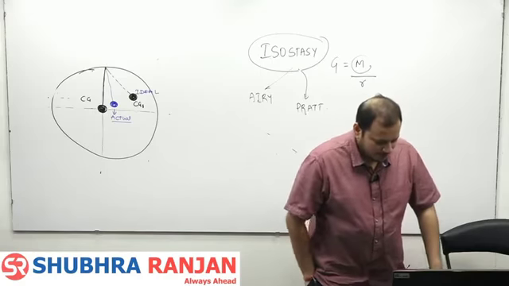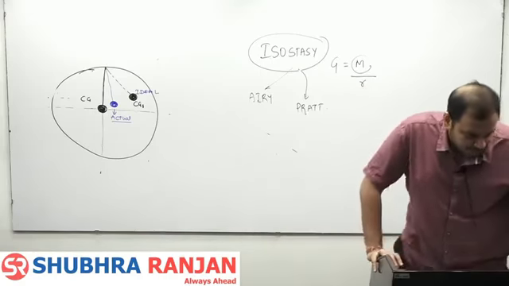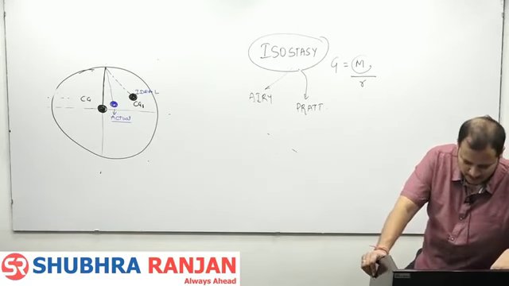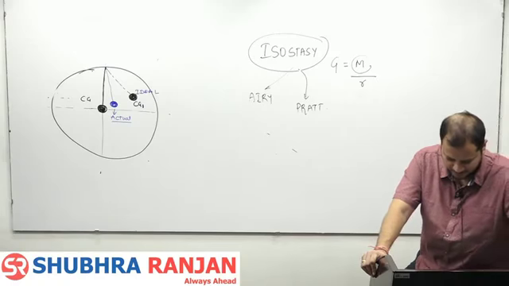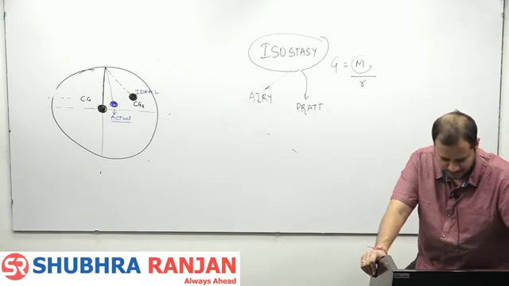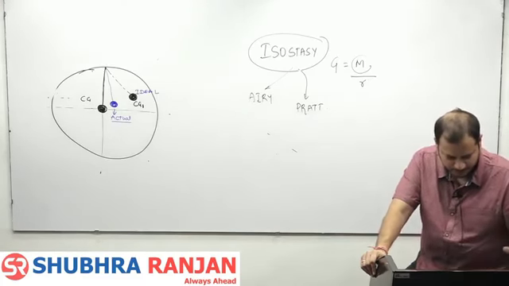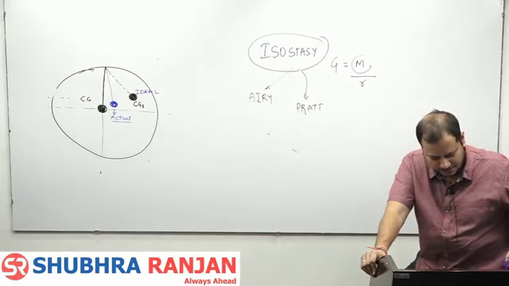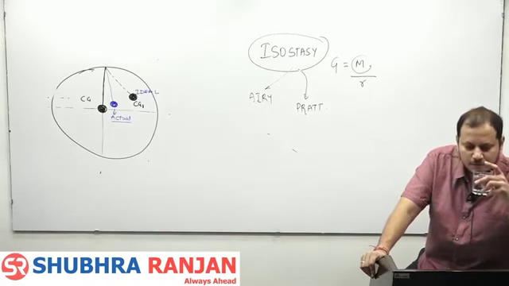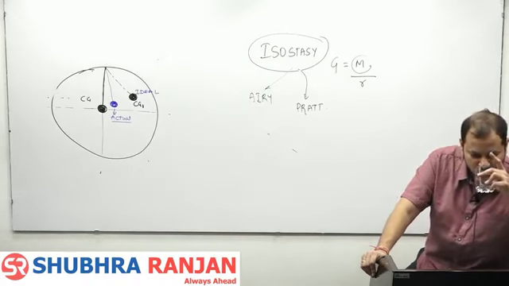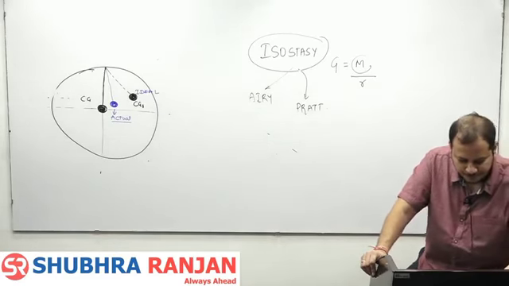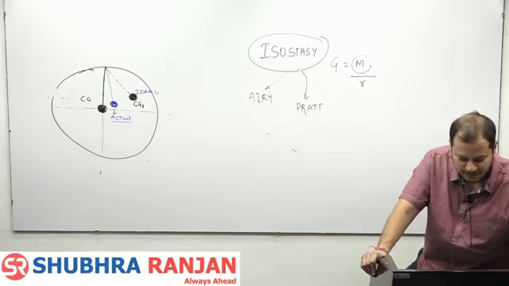So, the introduction to isostasy. There are different physical features such as mountains, plateaus, and plains on the surface of the earth, which vary greatly in size.